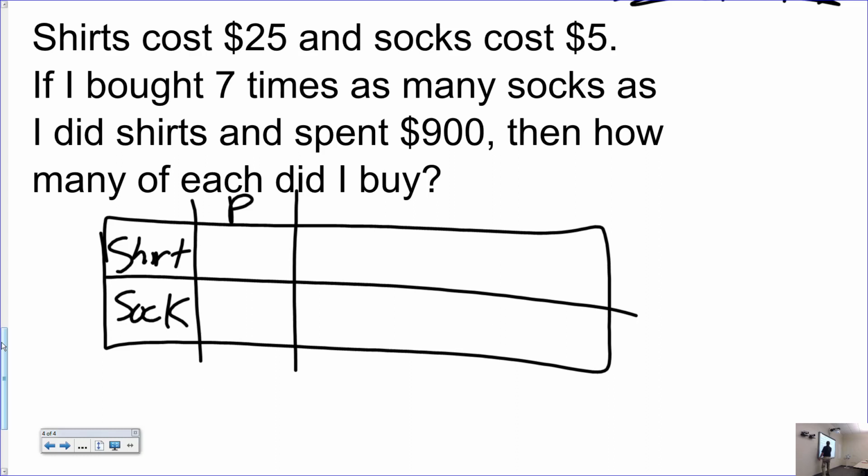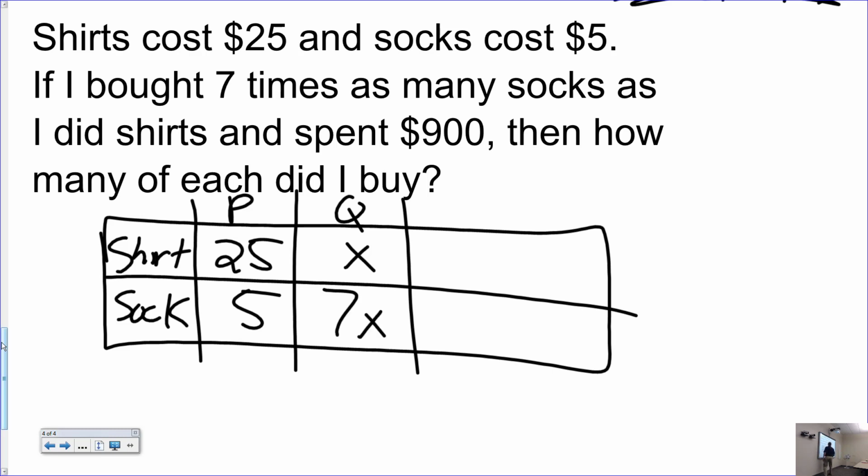All right, so shirts, $25. Socks, $5. Which one's X? I think shirts, because I bought 7 times as many socks as I did shirts. Which one's the least? Shirts. So yes, shirts are X. And so what are socks? 7x, right? And this is the 7x because it's 7 times as many. How do you get the money?